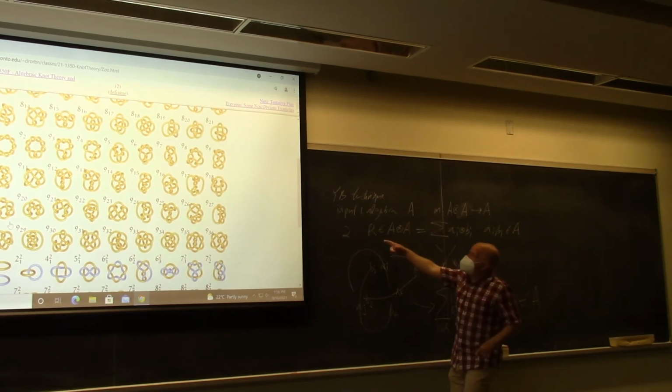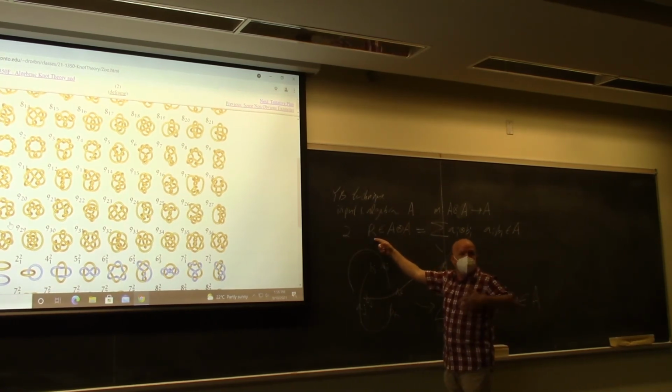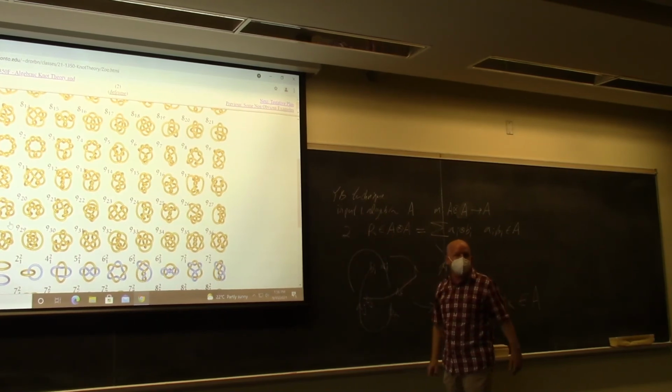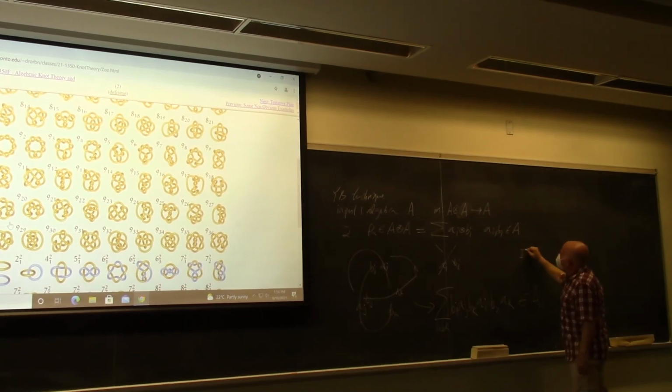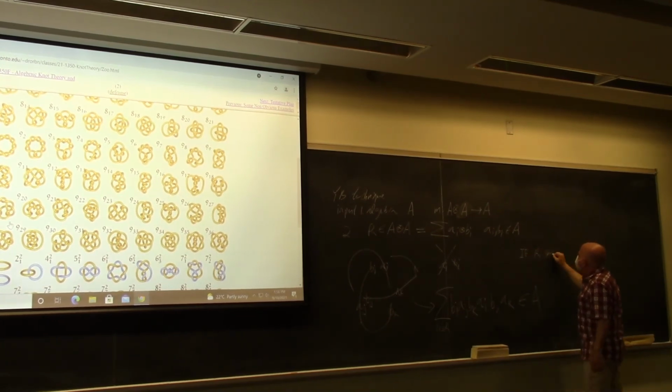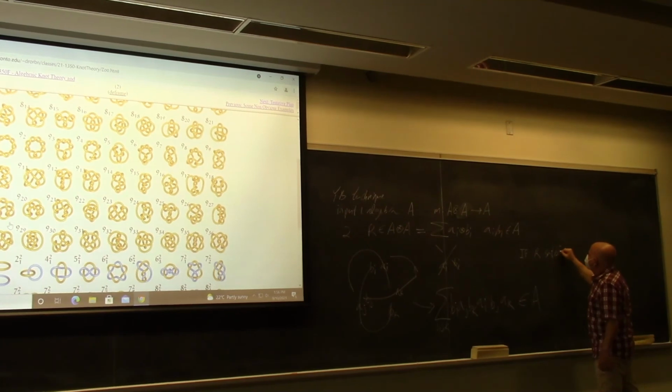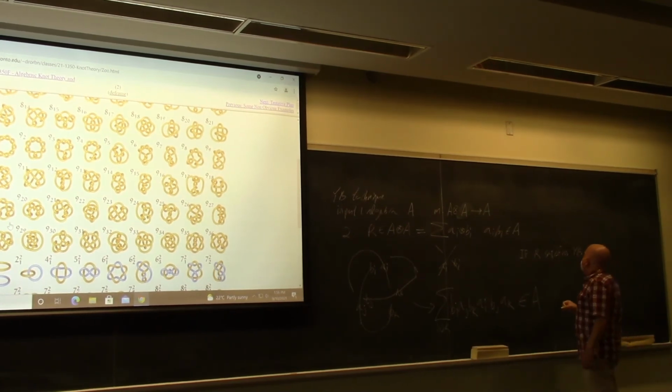If R satisfies some good conditions, namely if it satisfies the so-called Yang-Baxter equation, you get an invariant. Namely, you get something that does not change if you deform the knot.